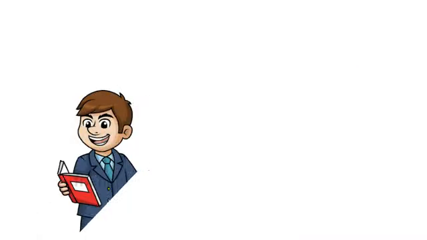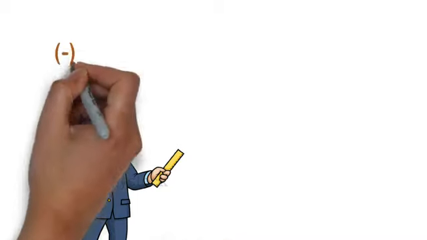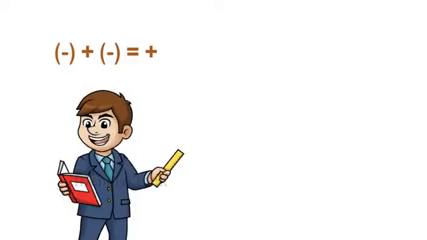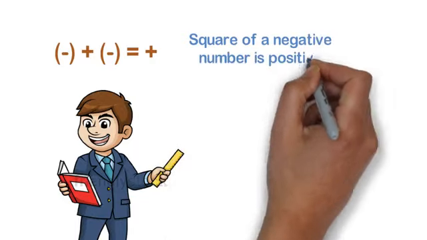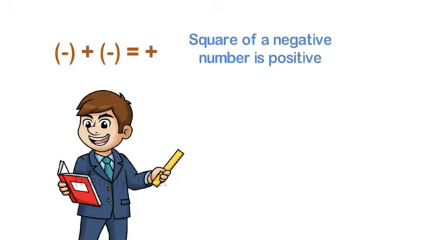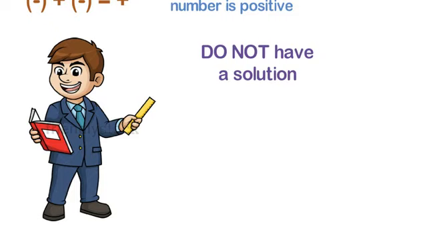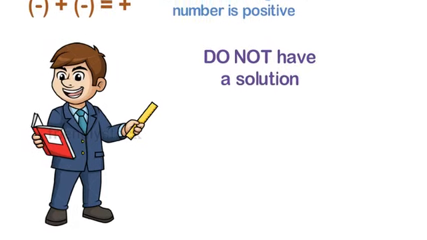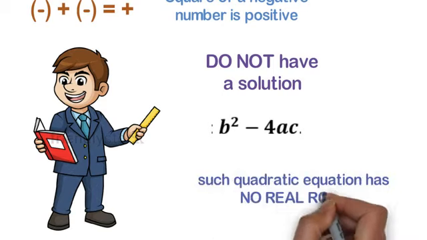So what you should be looking at here is the sign. Note that minus a minus number will give us plus, and the square of a negative number will turn out to be positive. Sometimes it is possible that a system of simultaneous equations does not have a real solution. This is seen in the discriminant test. The discriminant test is b squared minus 4ac. If it turns out to be negative, it means that such an equation has no real root.